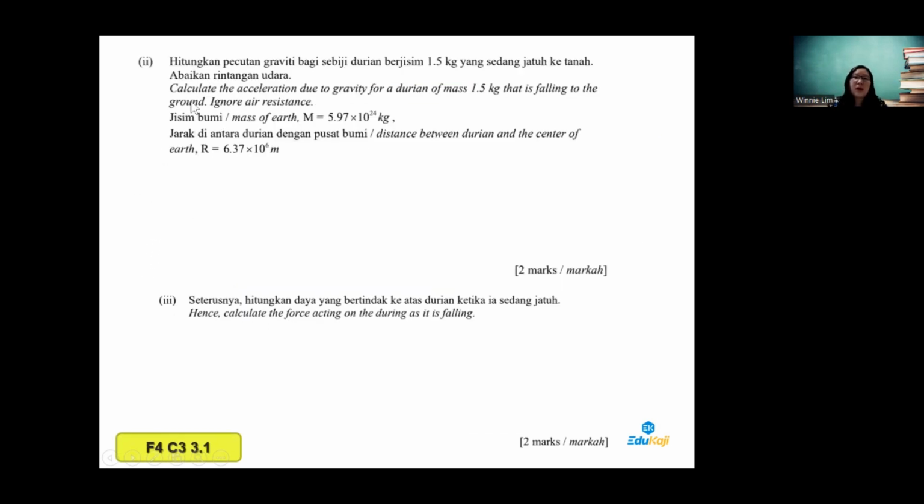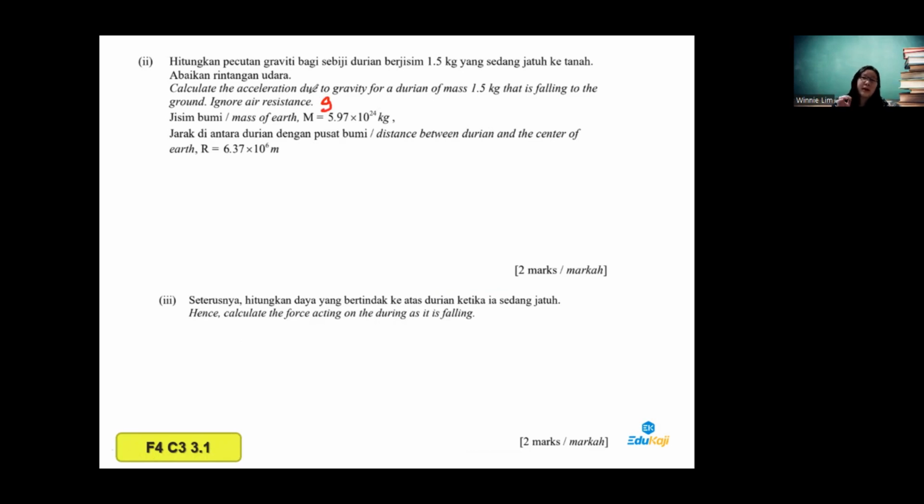Okay, so next, calculate the acceleration due to gravity for a durian of mass 1.5 kg that is falling to the ground. Ignore the resistance. You are given the mass and also the distance between the durian and the center of the earth. First, you need to know what formula you are using. What is acceleration due to gravity? Acceleration due to gravity is g already, no longer F.